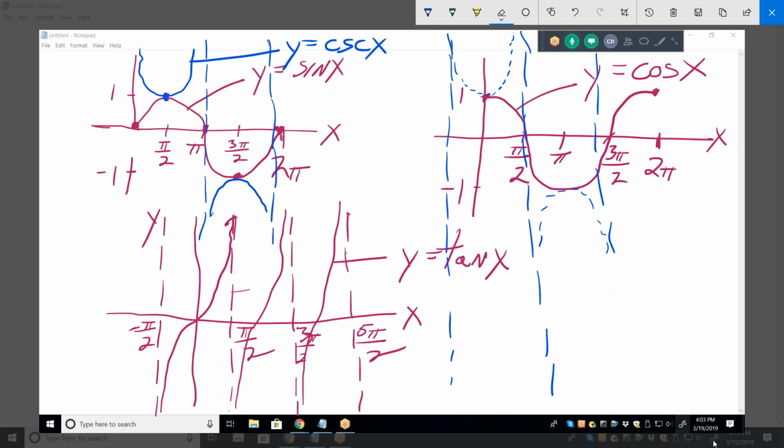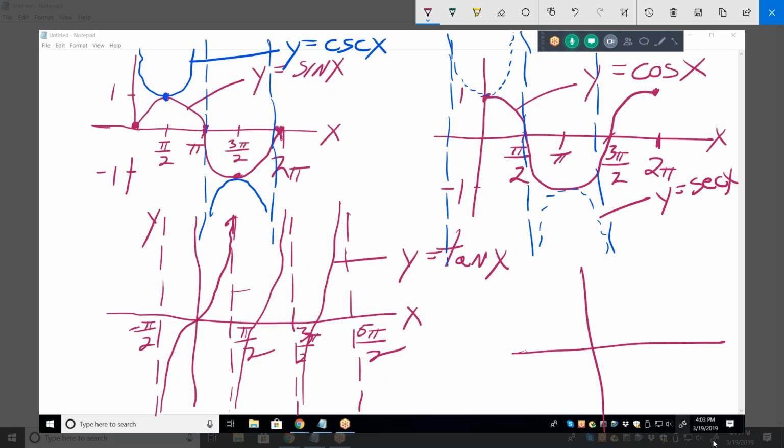Now, that leaves the last one as cotangent. Let me erase those asymptotes so I can get the cotangent in. Now, cotangent has the same problems that cosecant and secant had, in that whenever tangent is 0, cotangent better have a vertical asymptote, correct? Because cotangent is the reciprocal of tangent.